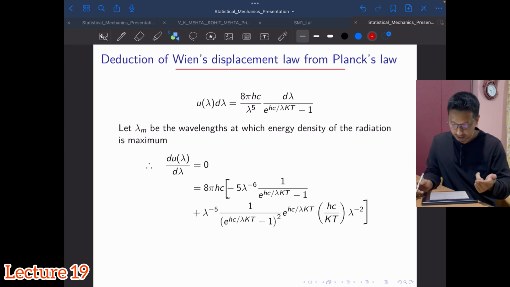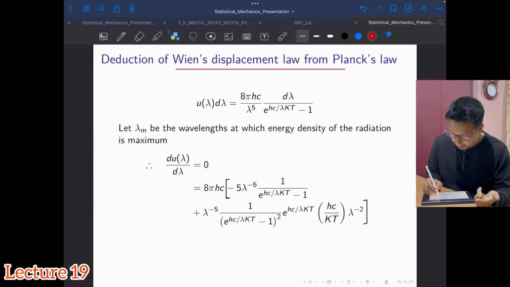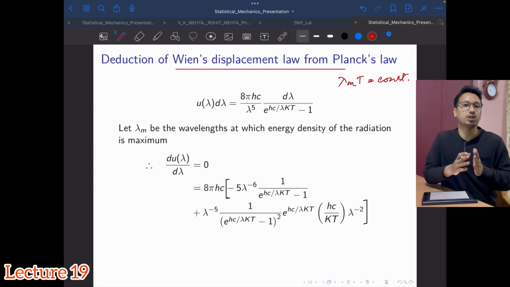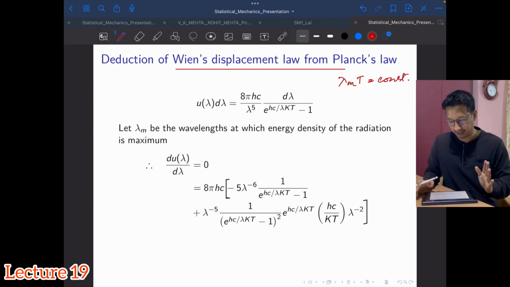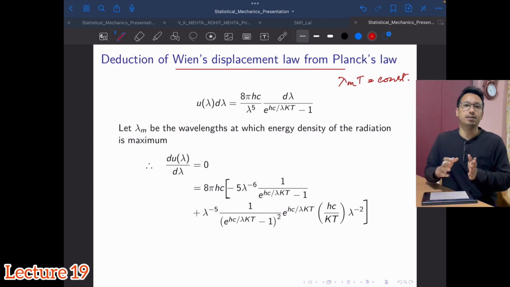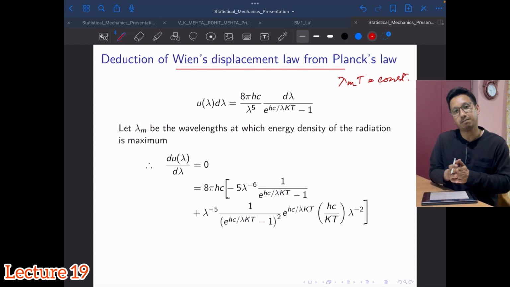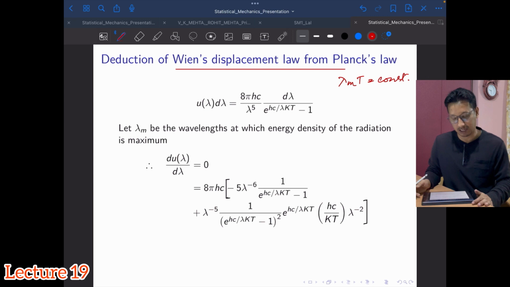What was Wien's displacement law? If you remember, lambda m multiplied by temperature is constant, meaning what? Lambda m corresponds to the wavelength at which the intensity or the energy radiated by a black body is maximum, at some given temperature. So if I multiply the temperature with this lambda m, it becomes constant, and it had a certain value which we'll try to calculate here.